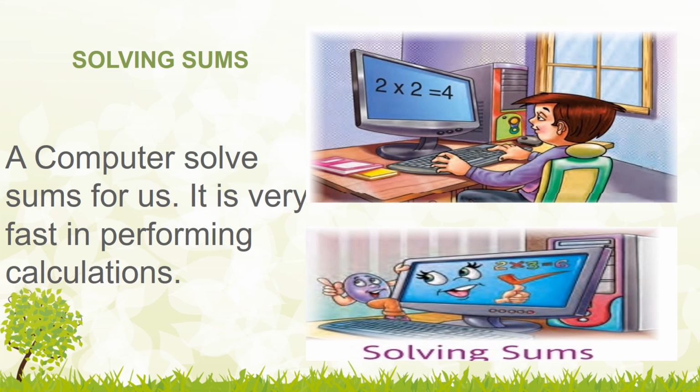First, solving sums. A computer can solve sums for you. It is very fast in performing calculations. It means, suppose you want to multiply two numbers, what you have to do is enter those two numbers using your keyboard. Also, you have to insert the multiplication symbol from the keyboard. After that, the computer will perform the calculation and will provide you the required output.